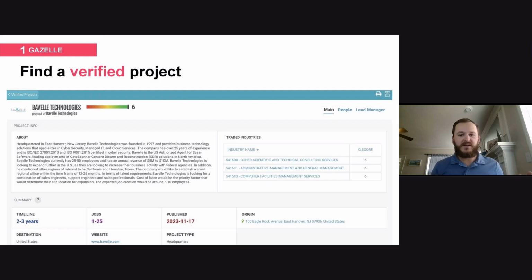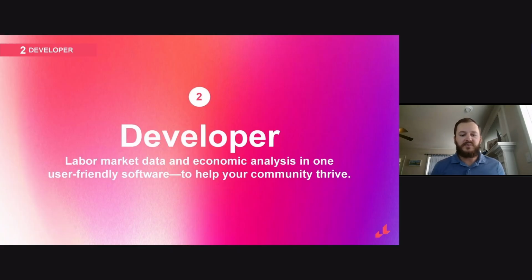So that right there is a high level overview of the Gazelle tool. Really focused on that business data. It really helps us identify what companies we want to go after, what companies we want to pull into our region. The next step, step 2, is the developer platform. So now that we know those companies, how do we actually get them to come to our area, right?